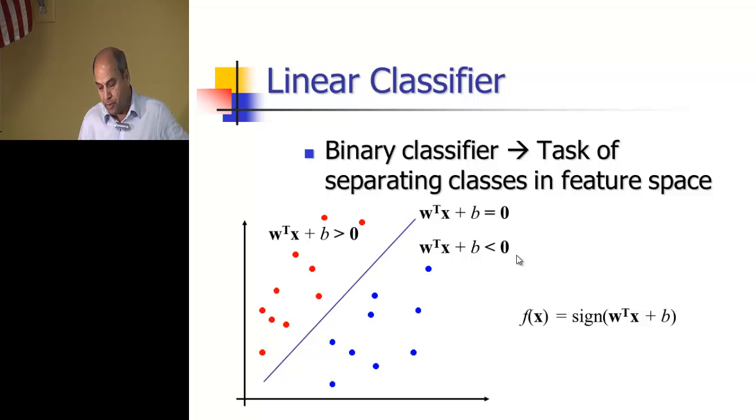What we are going to do is take the unknown example, plug it into this equation, and look at the sign. Okay? So if the sign is positive, then it's this class, if it is negative, this class. That's it. Yes? What are the variables?